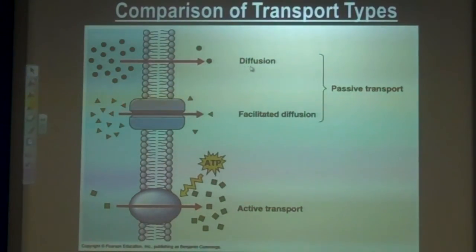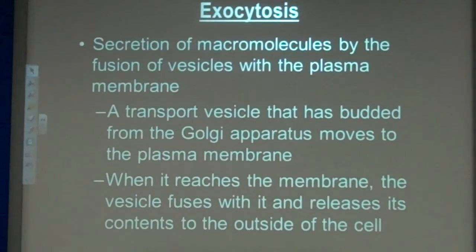So this is simple diffusion, high to low, without the use of a membrane protein. Facilitated diffusion, high to low, but with the use of a membrane protein. Neither of these requires energy, so they're considered passive. And then active transport, against the concentration gradient, uses a membrane protein and has to have ATP. It phosphorylates the transfer protein to change its shape.